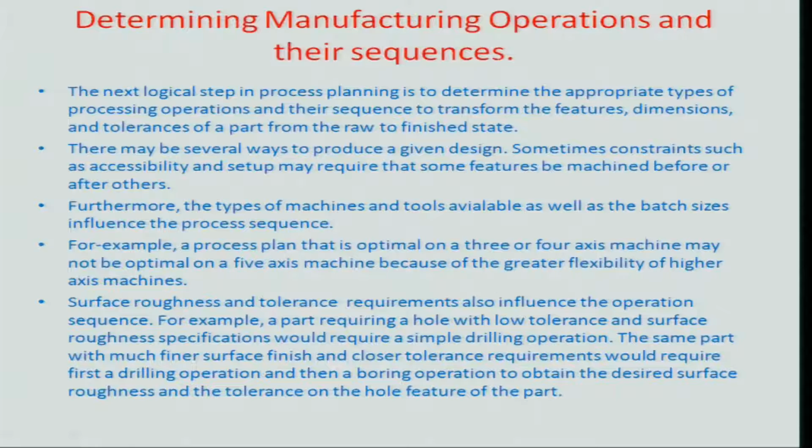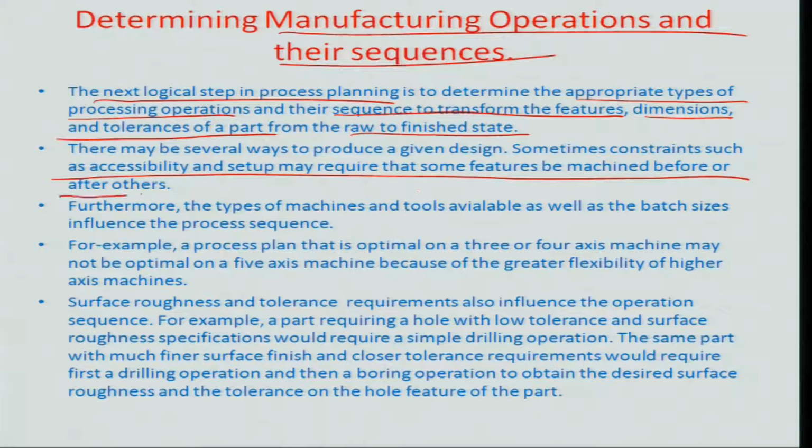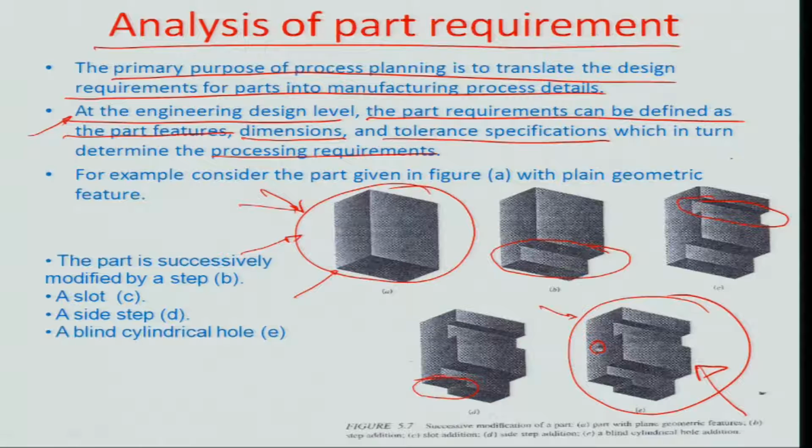So once that is defined, then obviously the manufacturing operations and their sequences need to be planned. So that's the next logical step in the process planning, determining the appropriate types of processing operations, their sequence to transform the features, dimensions, tolerances of a part from the raw to finished state. There may be several ways to produce a given design. Sometimes constraints such as accessibility and setup may require that some other feature be machined before the others. I just showed you one example before where we talked about the different processes involved here.